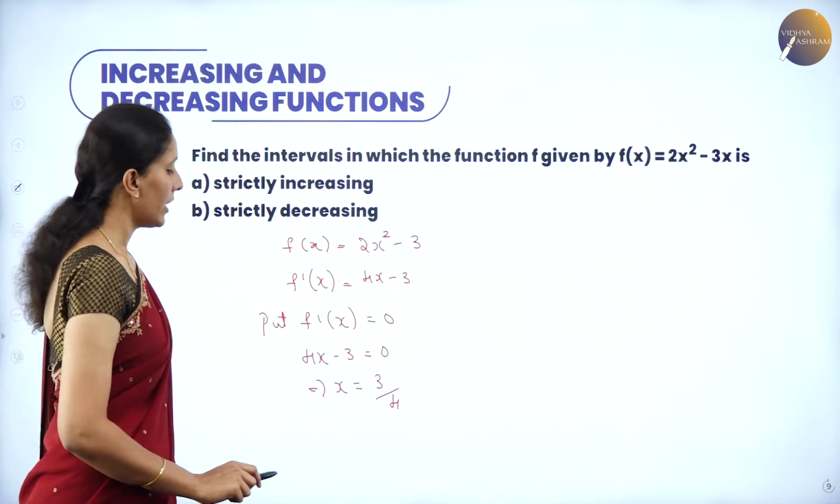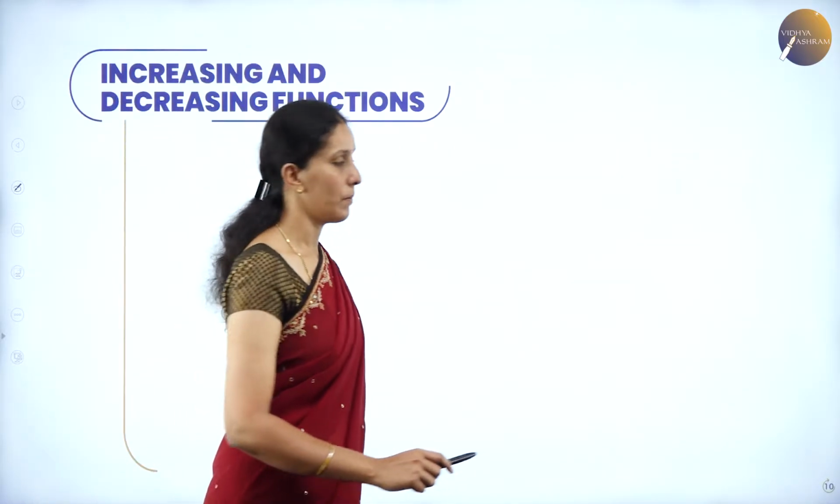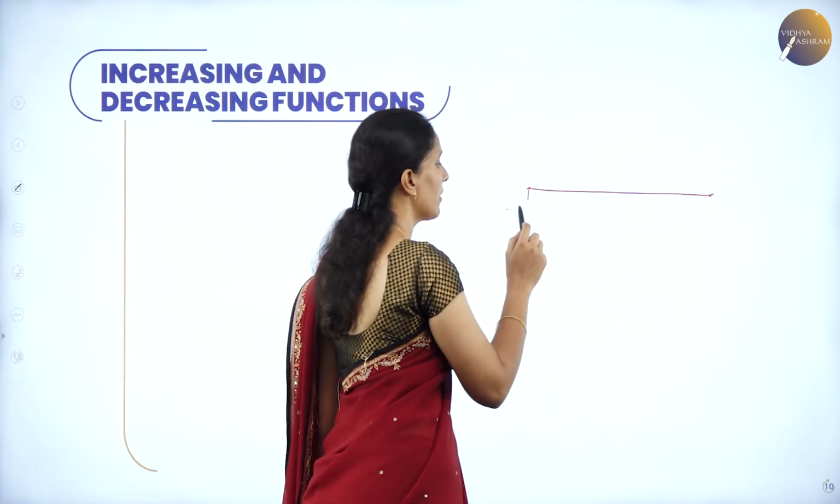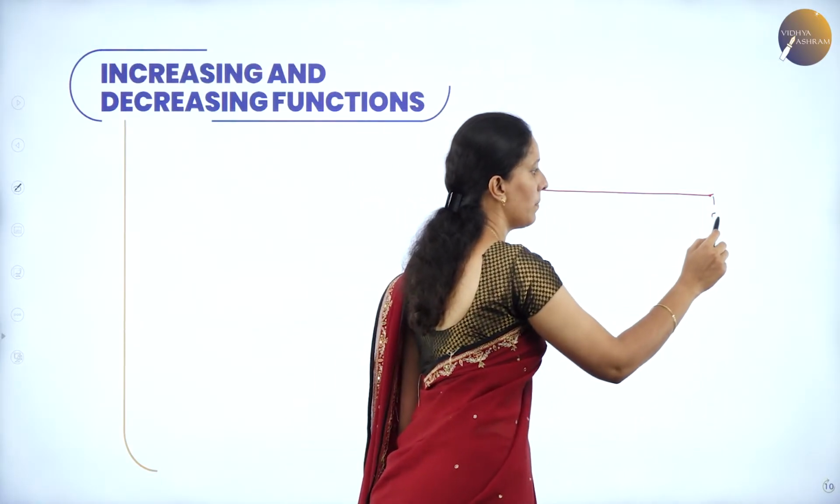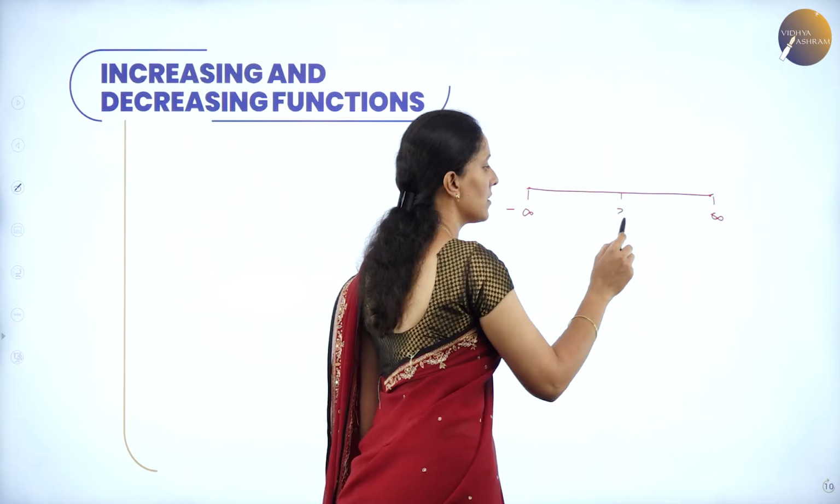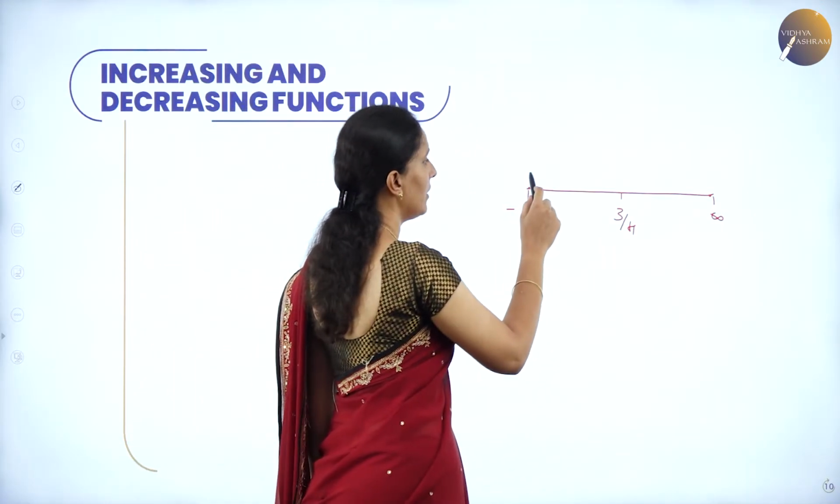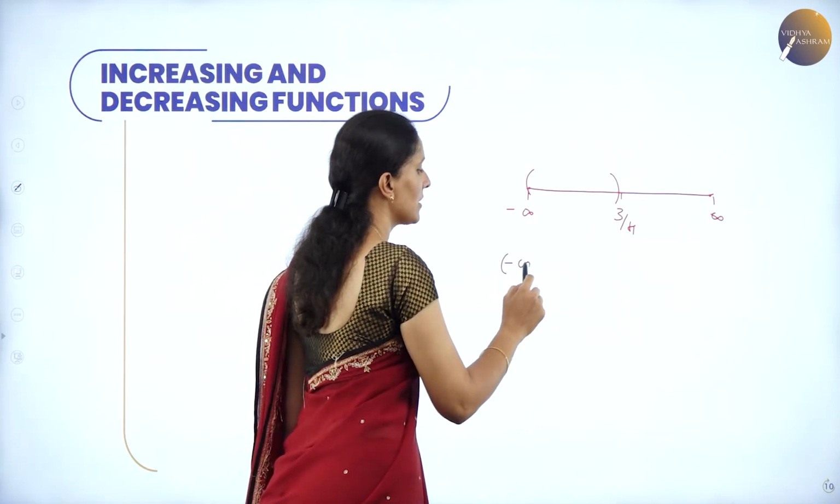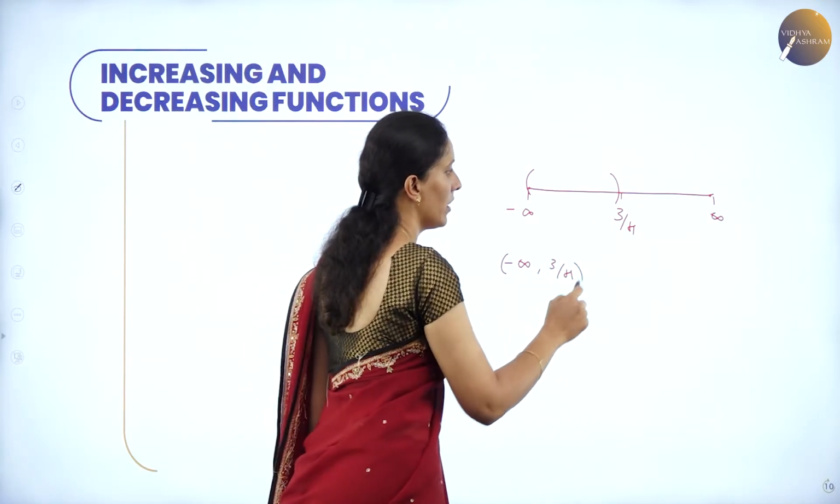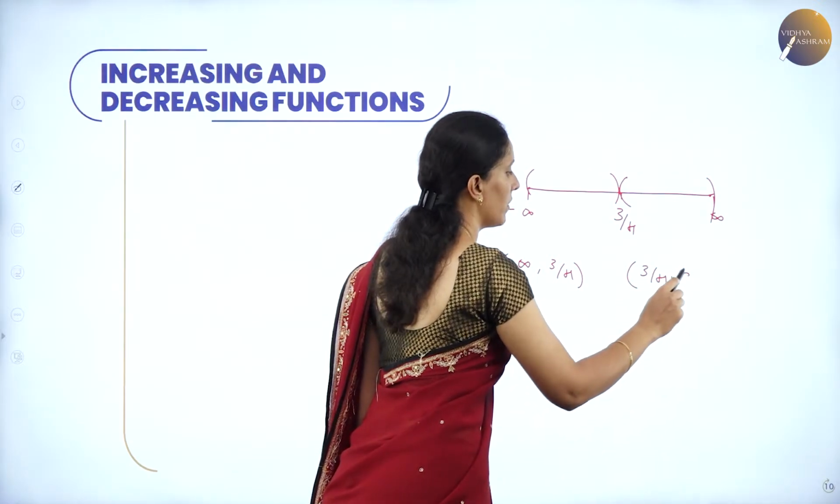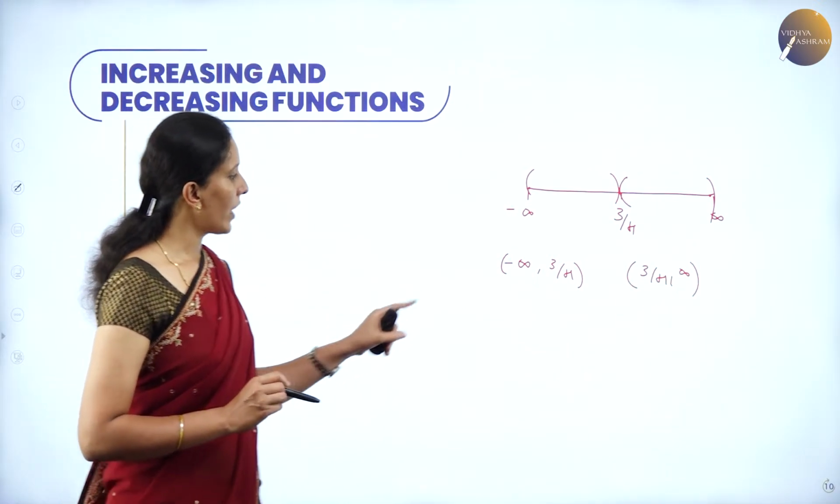Now write down the interval for x is equal to 3 by 4. Suppose this is the number line. So here is our minus infinity value and this is our plus infinity value. And this is the point 3 by 4. So clearly you can see here the interval is minus infinity comma 3 by 4 and here it is 3 by 4 comma infinity.